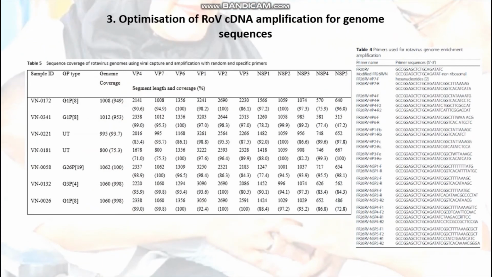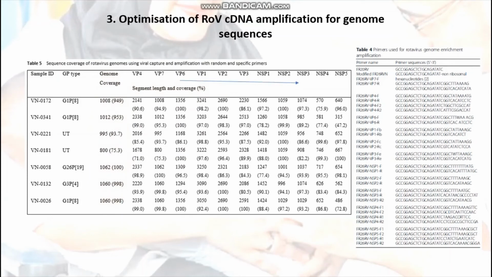Then, optimization of RV cDNA amplification for genome sequences. Table 5 shows the sequence coverage of RV genomes using viral capture and amplification with random and specific primers. Here, Table 4 displays the primers used specifically for the amplification process. Based on labelled samples with respective genotypes, we got certain values of genome coverage and segment length and coverage in percentage. From here it shows the length of the segment of RV protein is shortened.